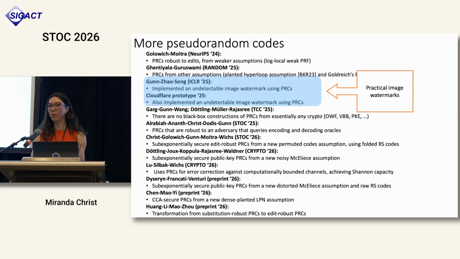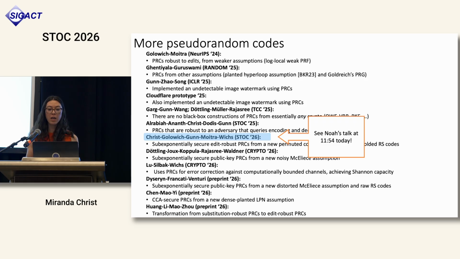They generated real images that are watermarked. So pseudorandom codes and watermarks are not just a theoretical object. They can actually be, and have actually been, implemented. And Cloudflare prototyped a pseudorandom code-based watermark for Stable Diffusion as well.